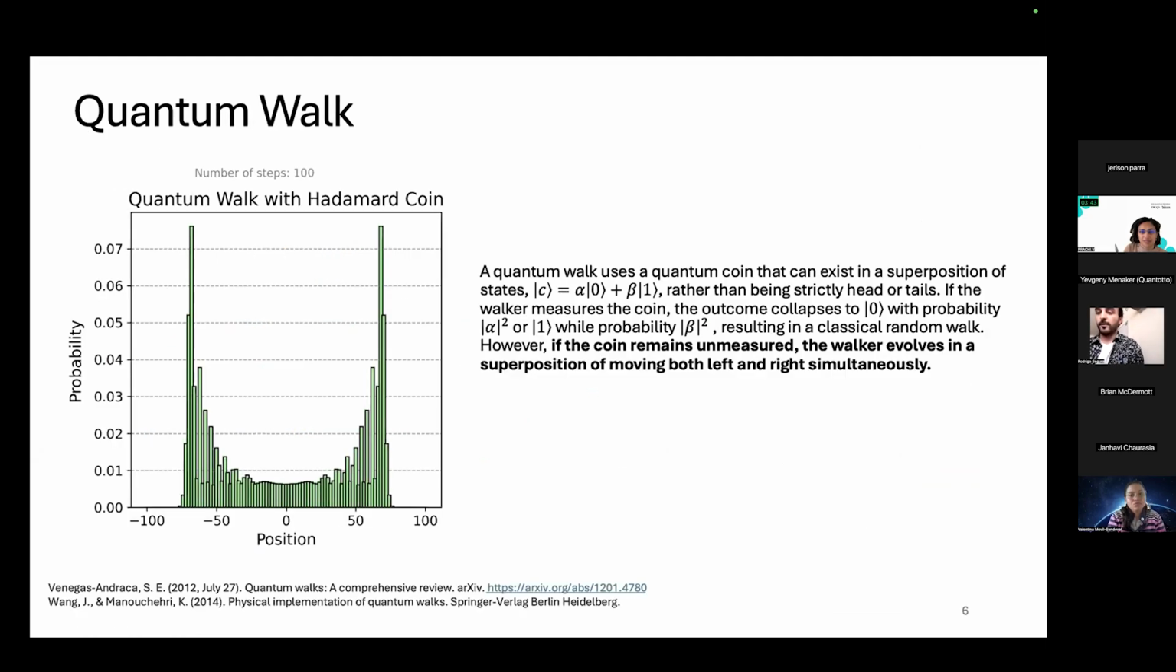Now, a quantum walk, overly simplified, is the idea of going both left and right, given a coin that is both heads and tails. And after 100 steps, we would get a distribution like this. Again, this is overly simplified, with more details on our GitHub.